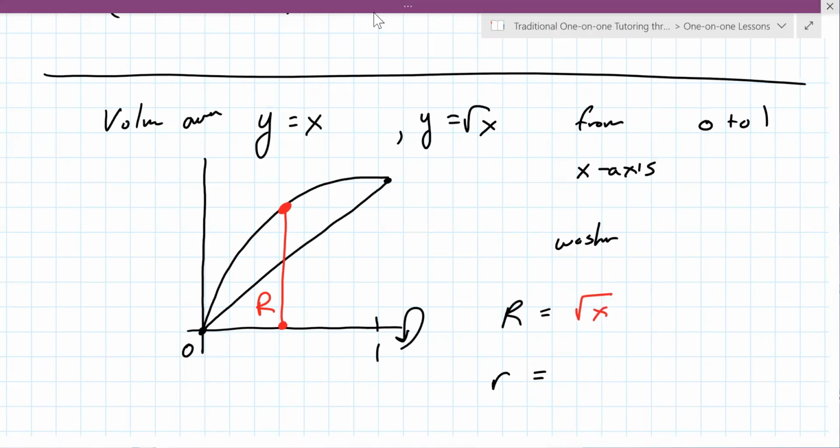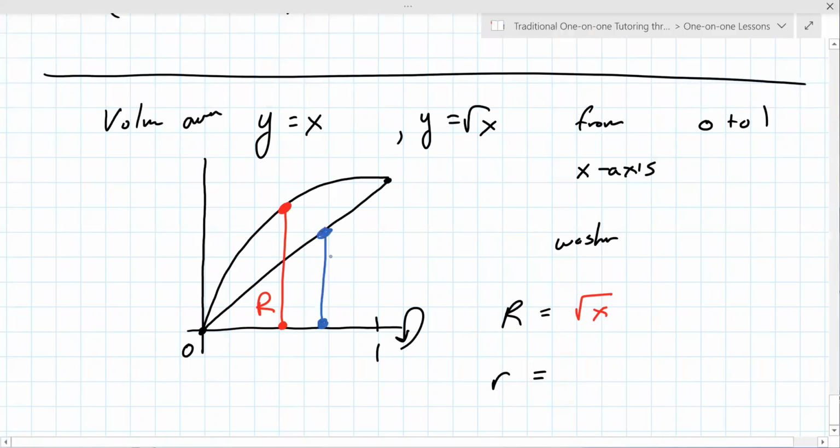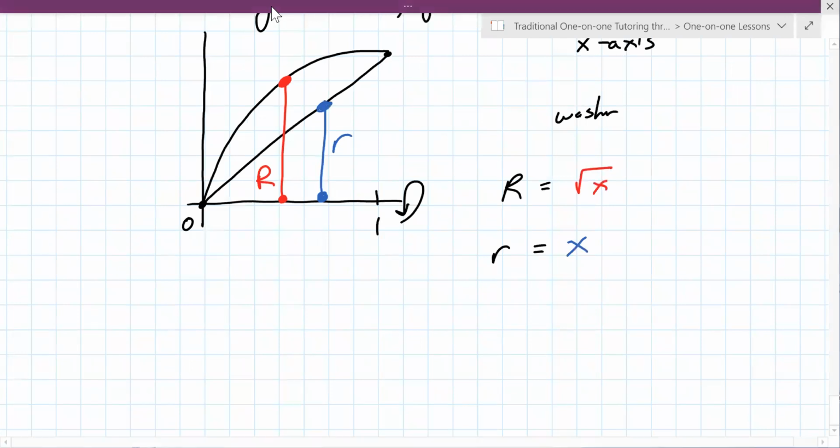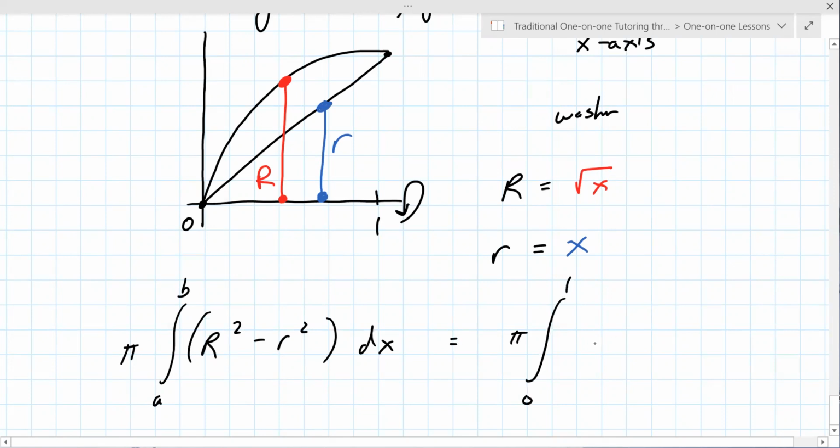And then little r, now that we've got some technology, I can do it in another color. I'm only offsetting them so that you can see that they're different colors in different places, but it's at the same place where you're doing it, and that's x. So again, our formula is pi integral a to b big R squared minus little r squared dx. So this equals pi integral 0 to 1 square root of x squared minus x squared dx.